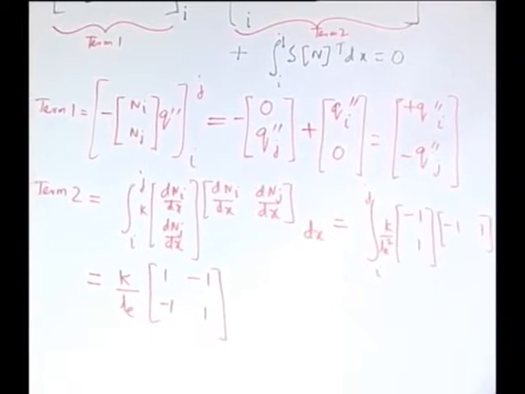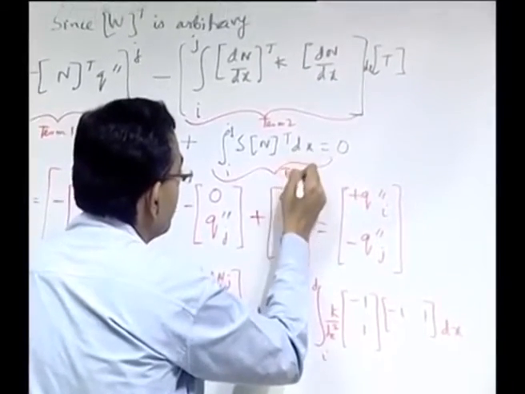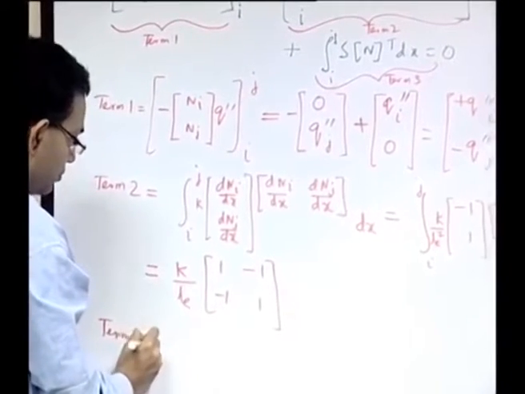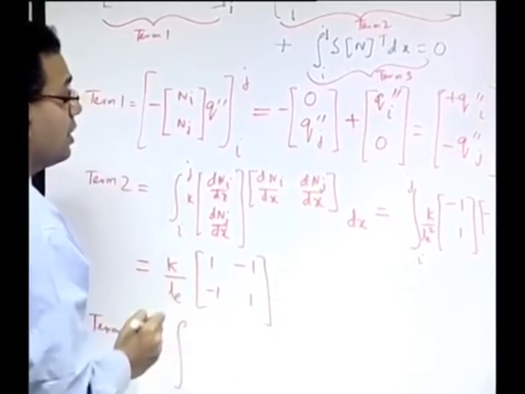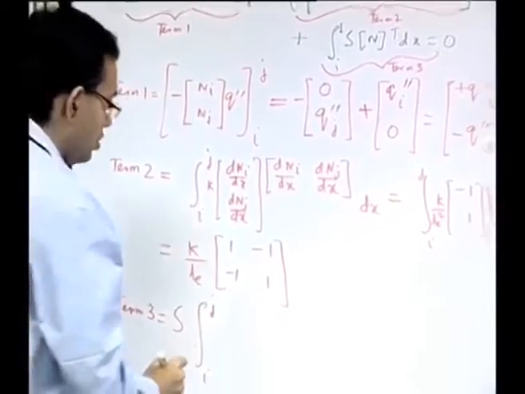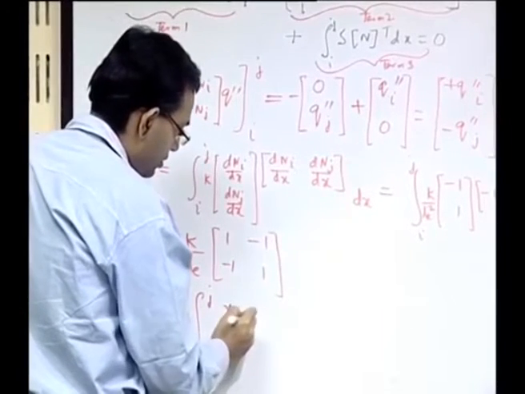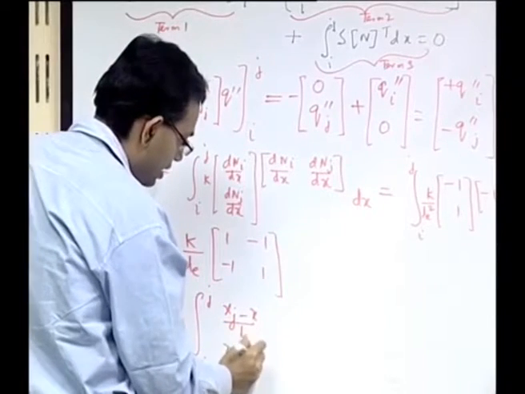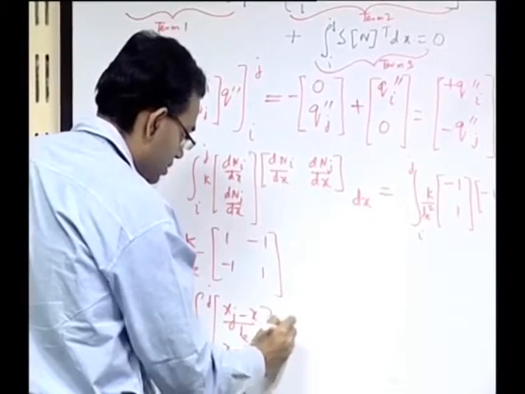So this is the term 2, and term 3, let us consider this as the term 3. S is a constant, then integral of I to j n transpose dx. So xj minus x by Le and x minus xi by Le, this dx.